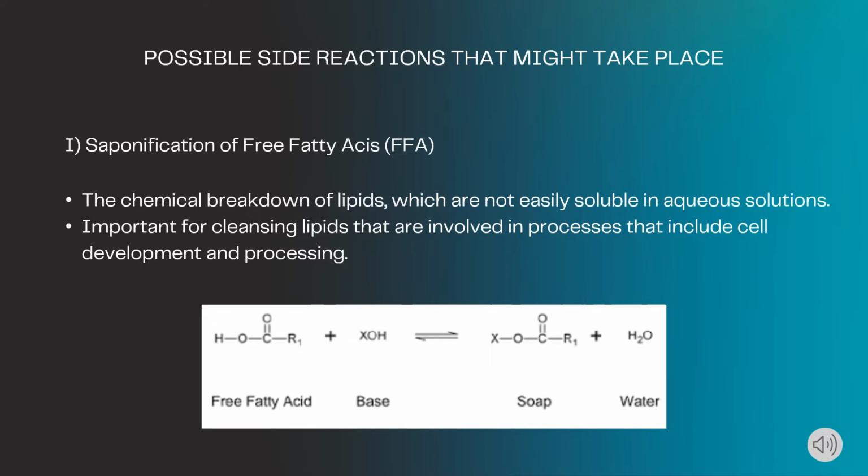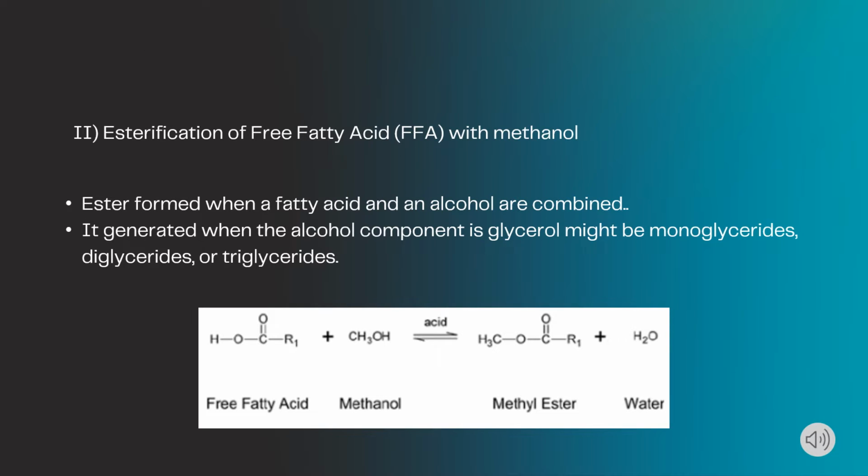So let's move on to the possible side reactions that might take place. The first one is saponification of free fatty acids, the chemical breakdown of lipids which are not easily soluble in the aqueous solution. Furthermore, it is important for the cleansing of lipids that are involved in processes that include cell development and processing. The second one is esterification of free fatty acid with methanol. Ester forms when a fatty acid and alcohol are combined. It is also generated when the alcohol component is glycerol, which might be monoglycerides, diglycerides, and triglycerides.